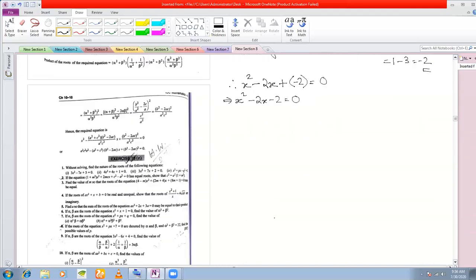Similarly, there is another theorem for a quadratic equation with complex roots. For a quadratic equation with real coefficients, this time not rational but real coefficients, complex roots occur in conjugate pairs.